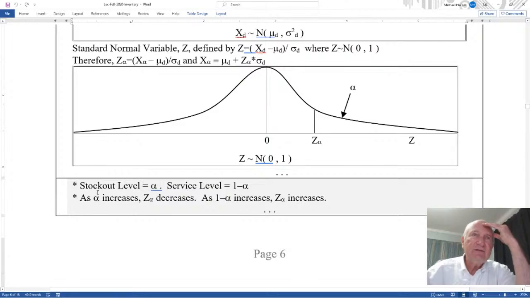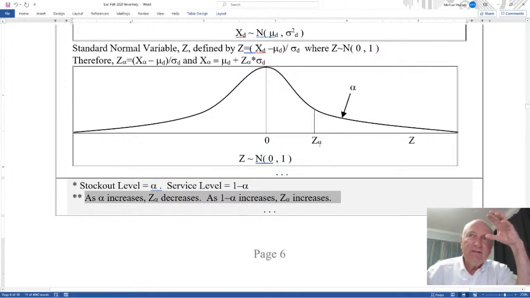Now, here's the takeaway, and I guess I should double star this baby, because it's important. As alpha increases, if this area increases, z of alpha decreases. Because in order for this area to be bigger, this point right here has to be lower.